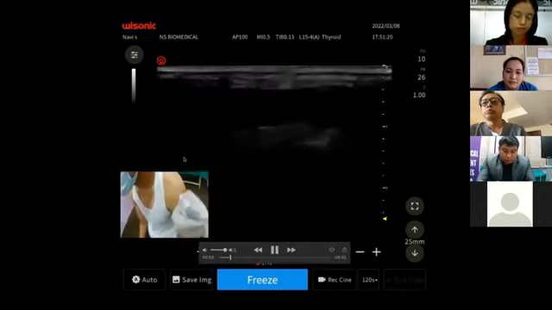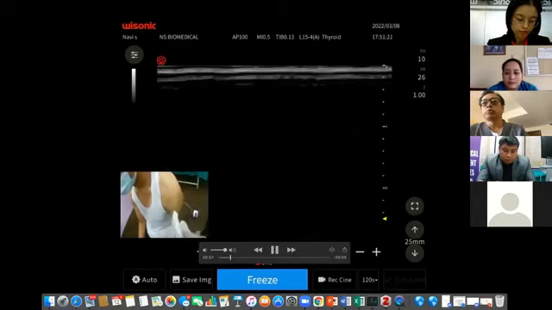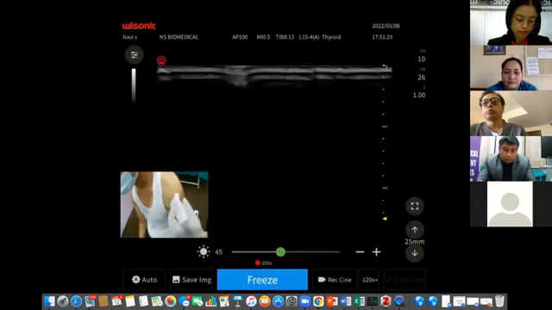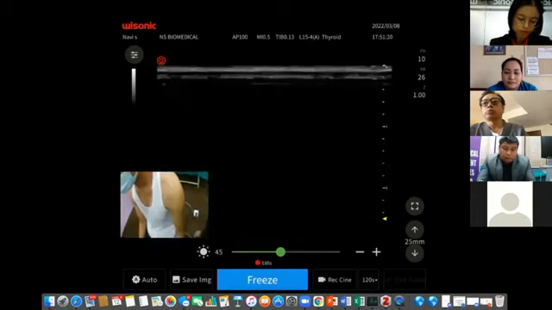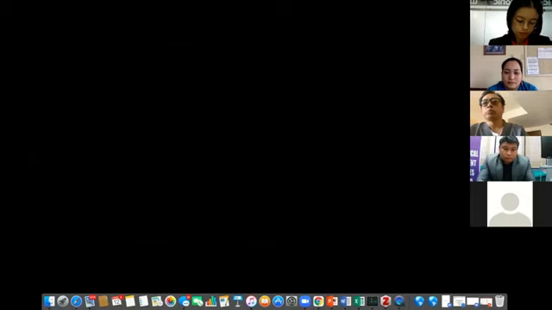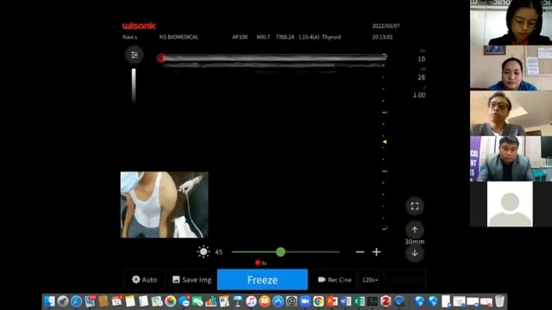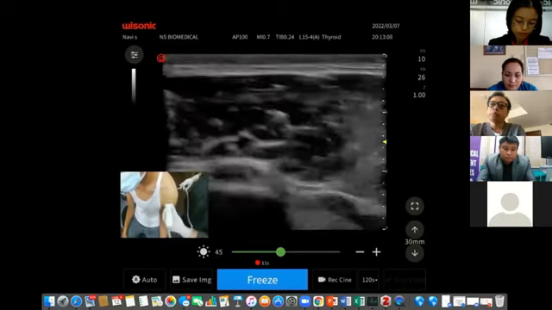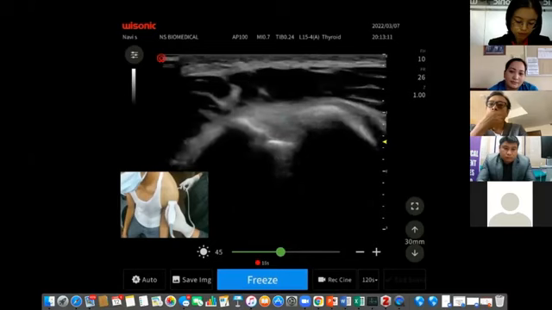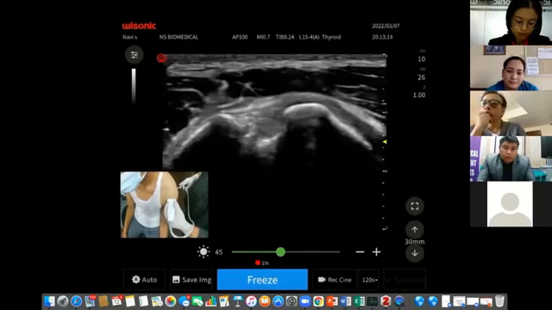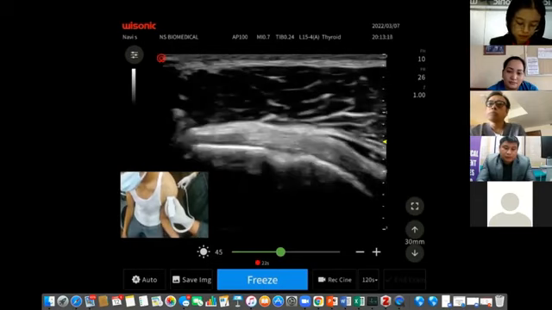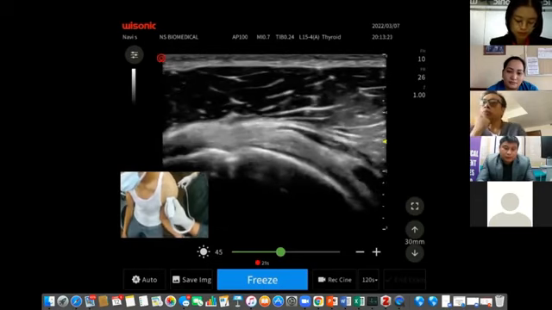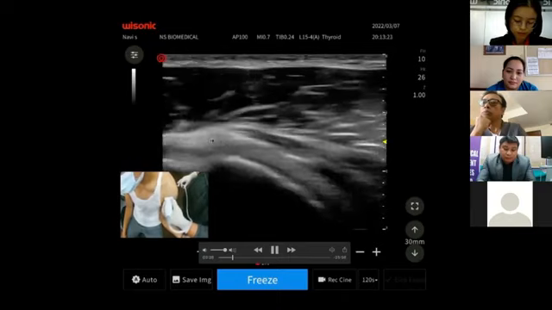Okay, so after looking at the long head of biceps tendon, now we'll be scanning the subscapularis muscle and tendon. We start scanning from the same place where we had looked at the bicipital groove. Now I would like to ask my volunteer to externally rotate his arm as much as possible. What this maneuver does is bring out the subscapularis muscle and tendon from below the coracoid process.